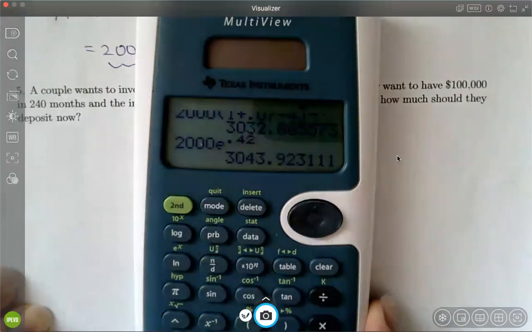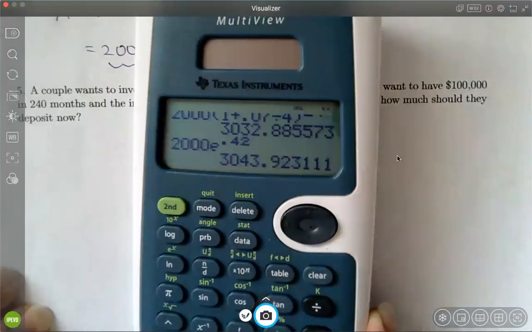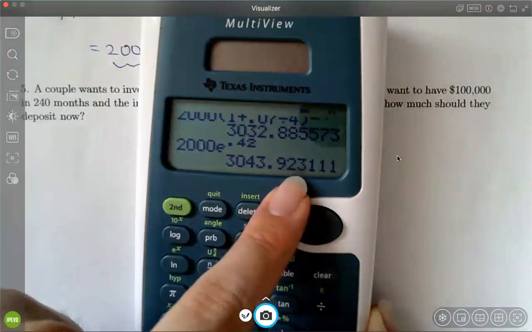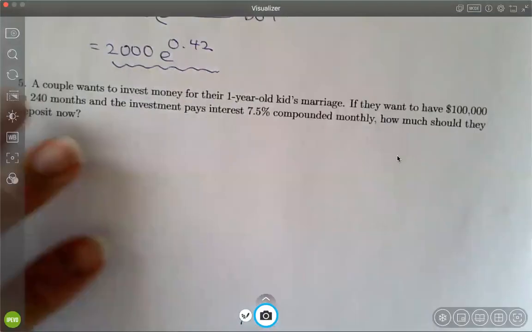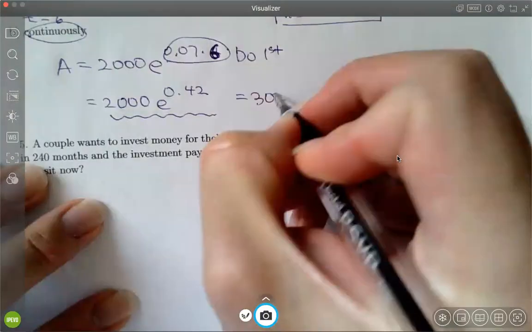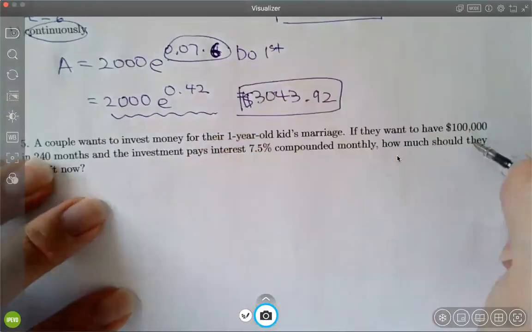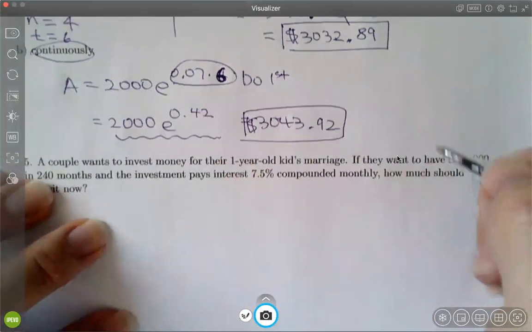Okay, so what do you see? $3,043 and then the rounding takes place from where? From 3, right? Okay, so what's the answer? 0.92 cents, right? $3,043.92. Okay, so as you can see, what do you notice here?